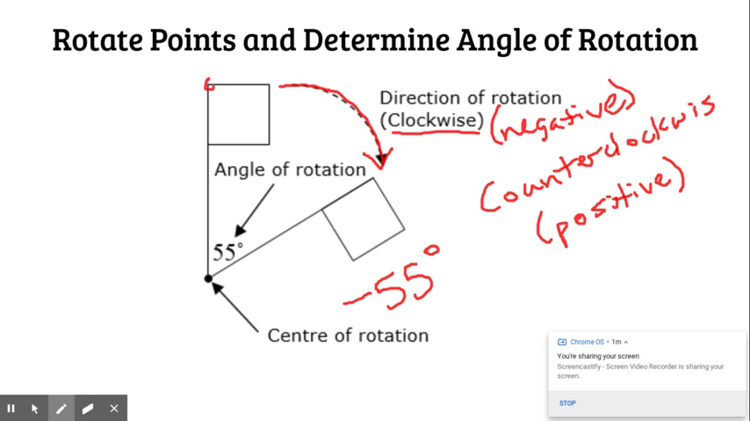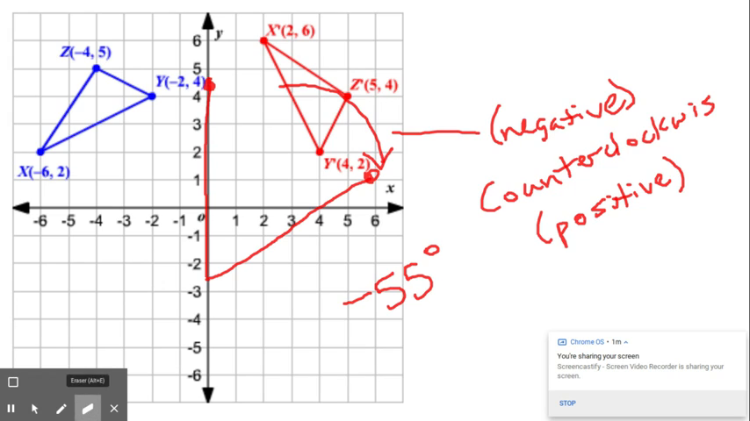So when they ask you to determine this, what you would do is you would pick out corresponding points. And then when you draw a segment from the pre-image point through the center of rotation to the image point, you can see what that angle is, and then it's up to you to make the best estimate as to what it is. Okay, let's actually try some here.